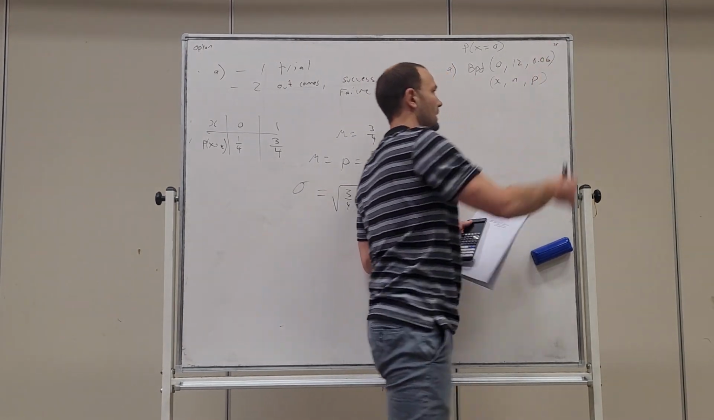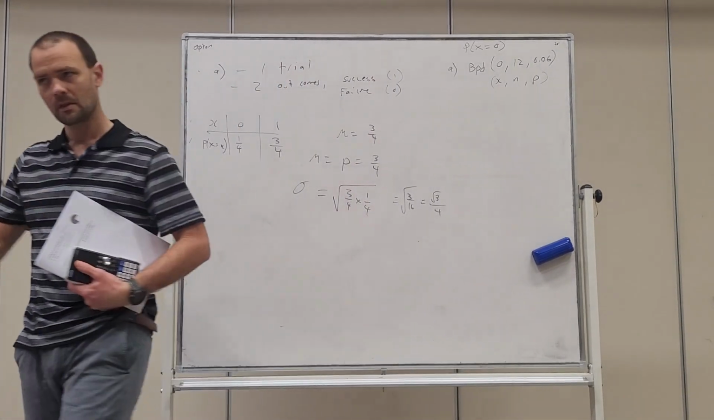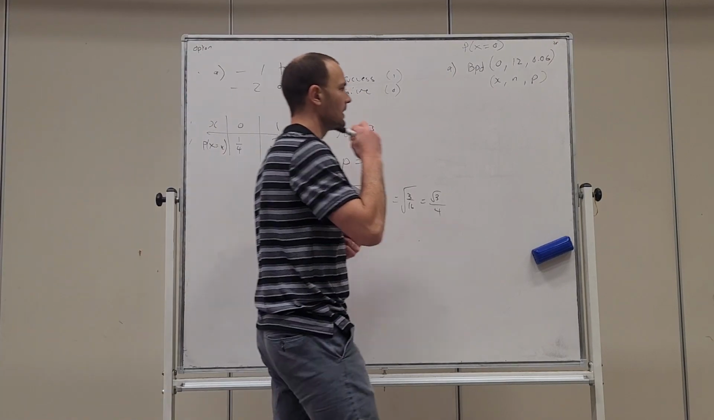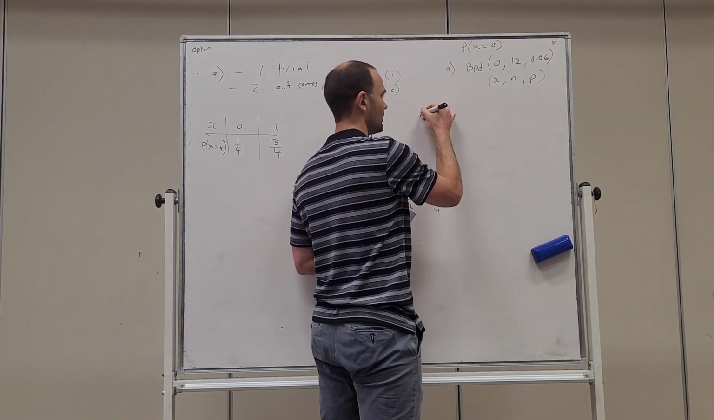So we can type that into our calculator. That's going to generate the answer. So that's the first way, using the BPD mode of the calculator. The second way is to think about the BPD formula, which is this one.